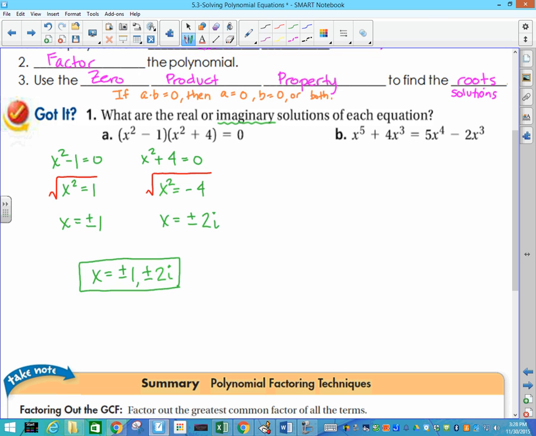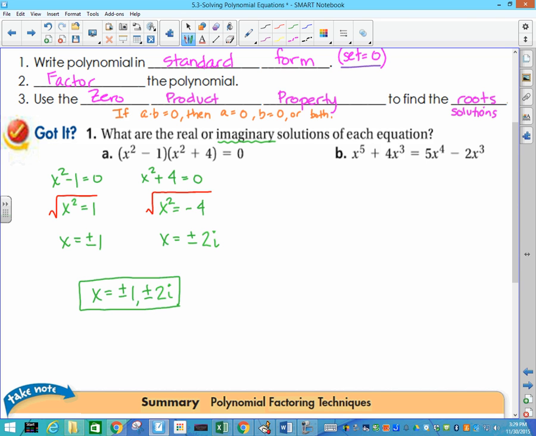Okay? All right, look at the next one. x to the fifth plus 4x cubed equals 5x to the fourth minus 2x cubed. So remember, the first step that we're always supposed to do is make sure we have it set equal to 0. Okay, so I'm going to take these terms over to the other side. So that gives me x to the fifth minus 5x to the fourth. And then those are both cubes. So plus 4 plus 2 is going to be plus 6x cubed.